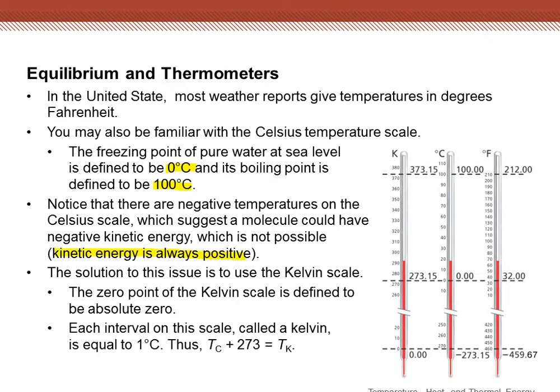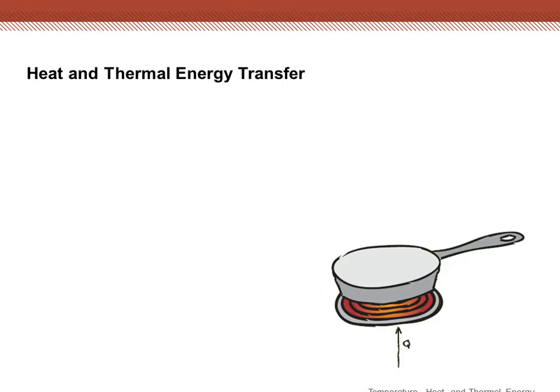So the solution to this issue is to use a Kelvin scale, where the 0 point of the Kelvin scale is defined at absolute zero. Each interval on the Kelvin scale is equal to 1 degree Celsius. So that means that whatever your temperature is in Celsius, if you just add 273 to it, you get the temperature in Kelvin.